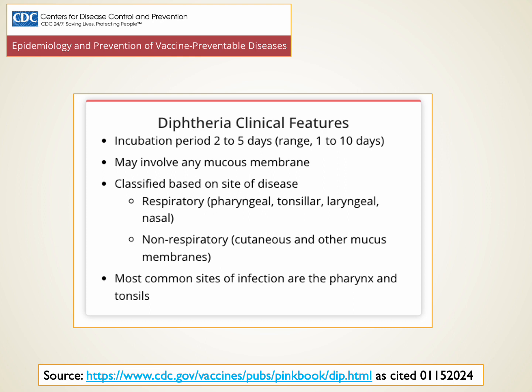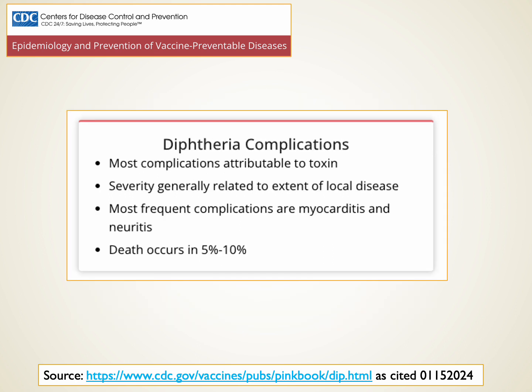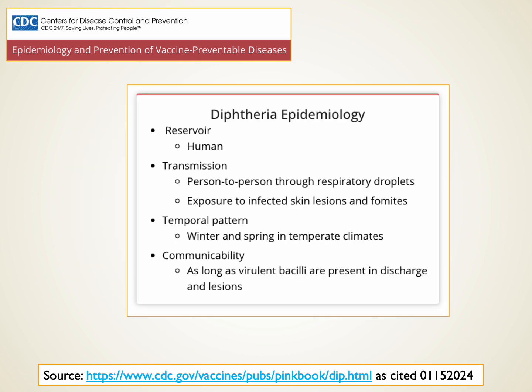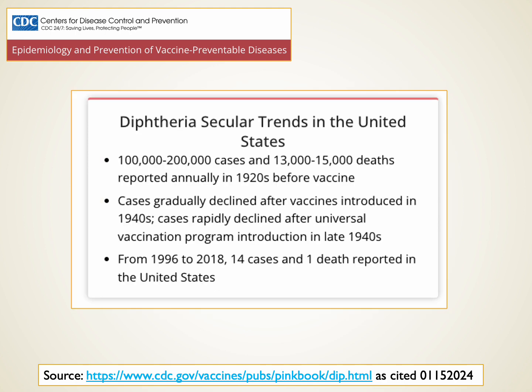Its clinical features are an incubation period that's 2 to 5 days and often involves mucous membranes. The complications can be attributed to the toxin and include myocarditis and neuritis, and it has a 5 to 10% fatality rate. So here's an example of deaths that can be avoided by a vaccine that's available. The epidemiology, reservoir is human, and there's more data there.